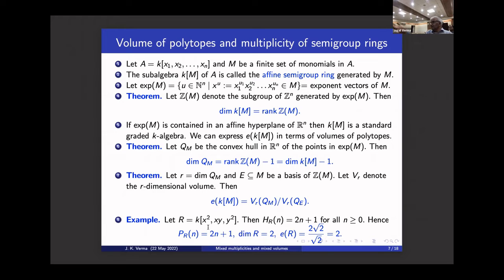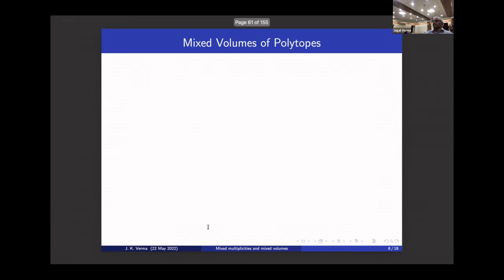And this is a quadric surface, x squared, xy, y squared. It is a quotient of a polynomial ring in 3 variables. And this represents the affine coordinate ring of a quadric surface in 3-dimensional affine space. And the degree of a quadric surface is 2. So that's how these numbers are coming up here.